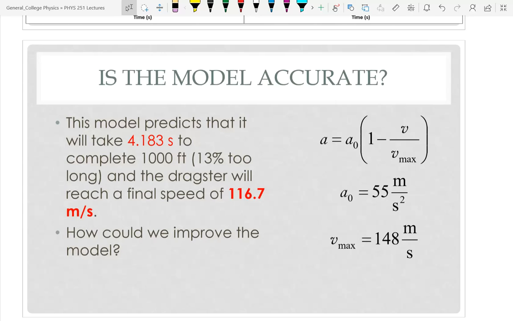It also predicts that the final speed will be 116.7 meters per second. But we were given that the dragster reaches a maximum speed of 148 meters per second in that 1,000 foot race. How could we have improved our model? What's the error I made?